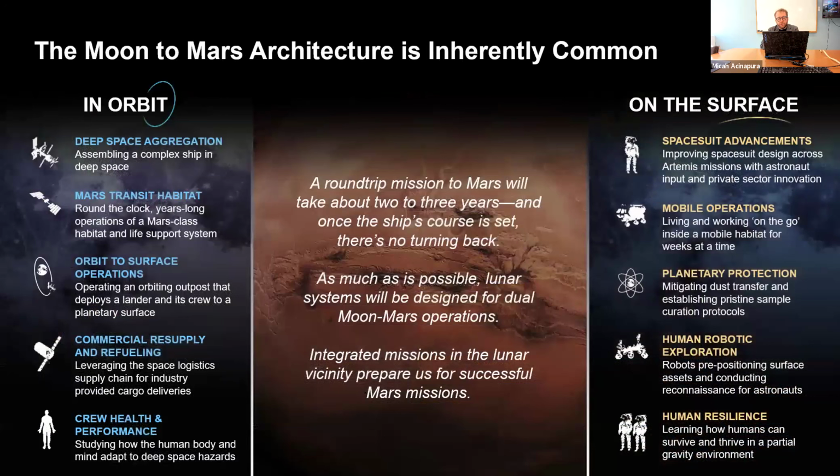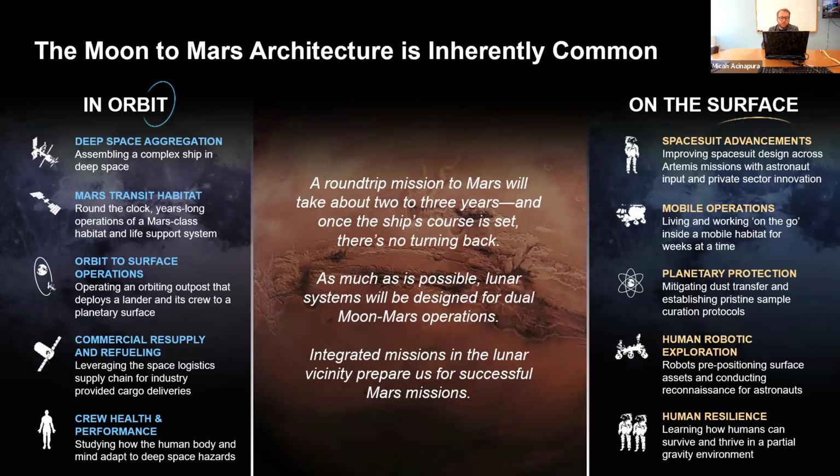So, Moon and Mars architecture, there is a lot in common, like I was saying. Deep space aggregation, habitation, orbit to surface operations, refueling, crew health and performance. Just what does it take to live in space for a long period of time? We can learn a lot on the moon before going to Mars. Spacesuit advancements, mobile ops, planetary protection, so making sure that contamination that can go both ways is kept to a minimum. Robotic and human exploration and resilience.